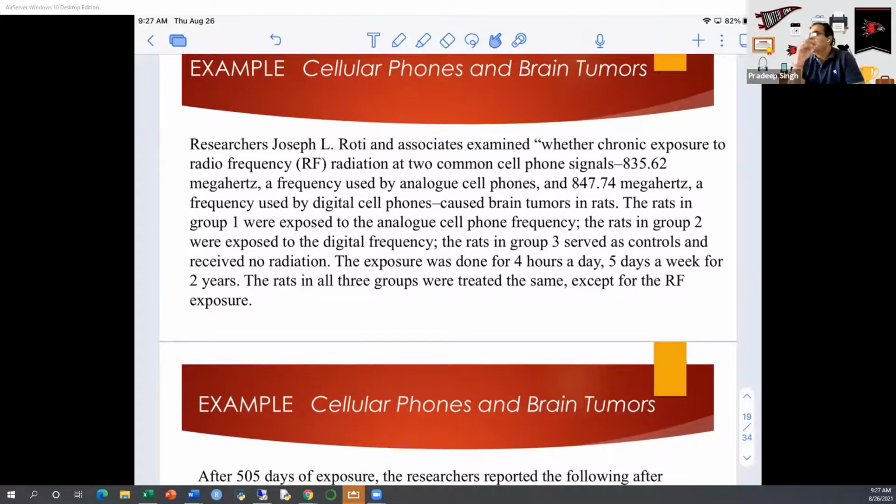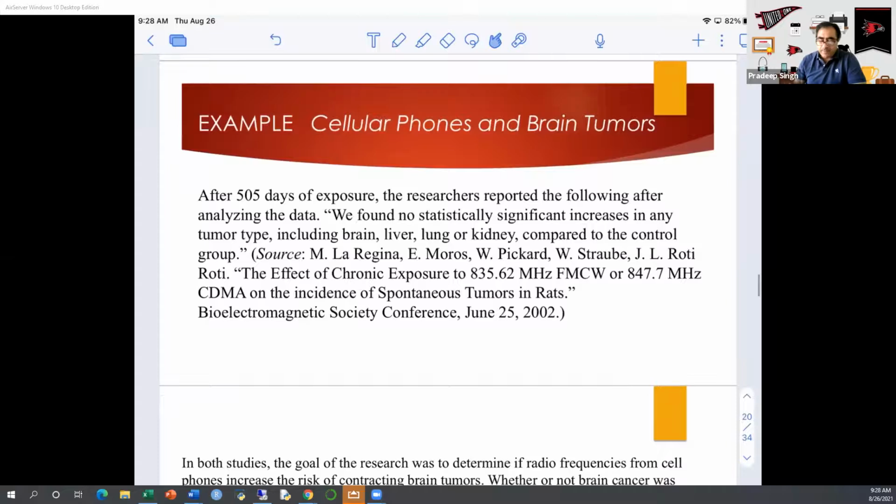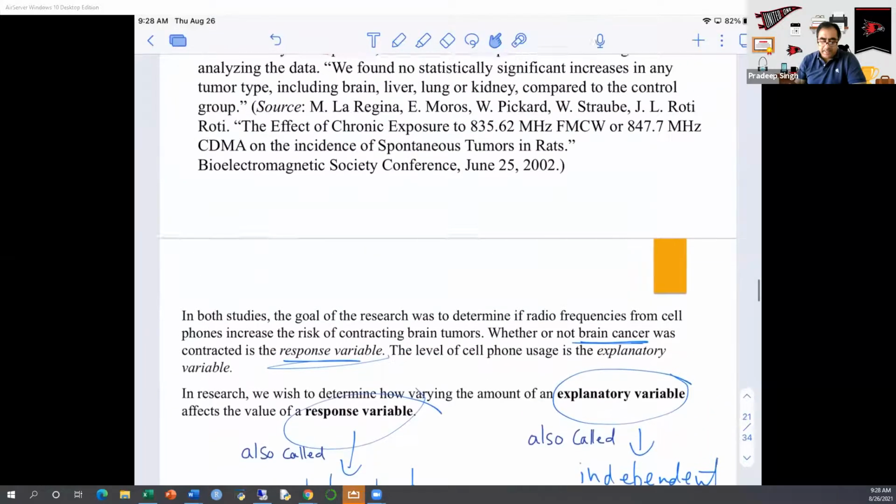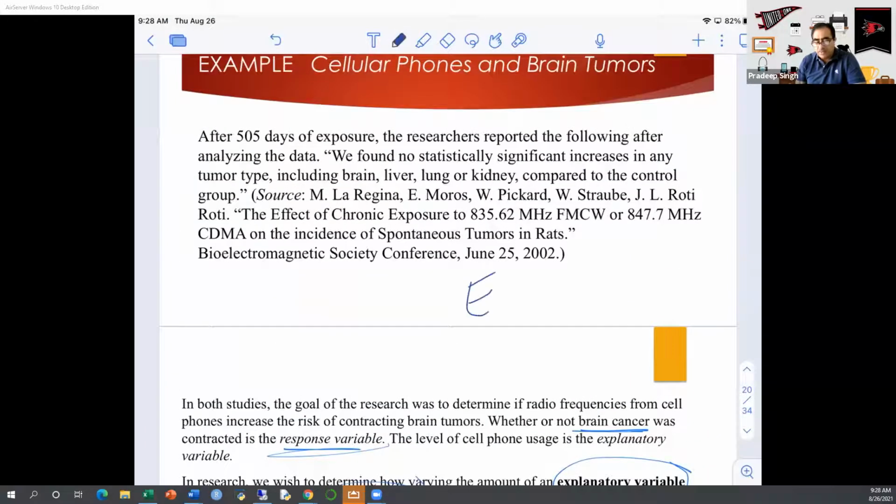Now on the second example, you can see that you have group 1, group 2, and group 3, right? In this case, the rats were exposed to different frequencies. Now you are manipulating the response because you have these groups, and in these groups, you are giving your own treatment. The different groups are getting different frequencies, and then the results came up. So that's why this is an experiment.